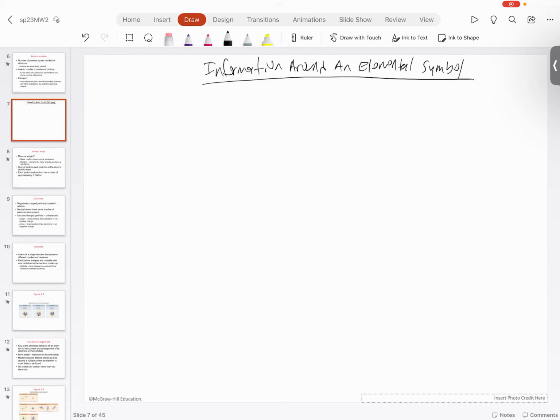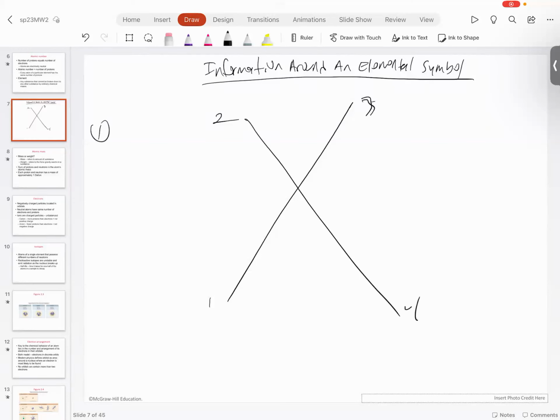So what I want to do is decode this. I'm going to take a look at an elemental symbol X, and there are going to be 4 positions of information. I'm going to start off with number 1. Number 1 is down here in the lower left-hand corner. If you see a number in there, it's basically your atomic number, which is essentially the number of protons, and it defines your atomic ID, your atomic identity.